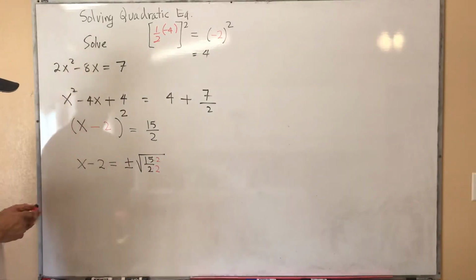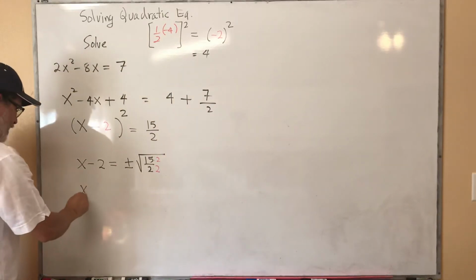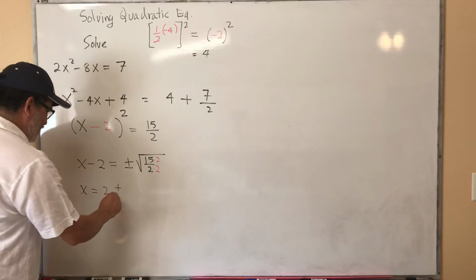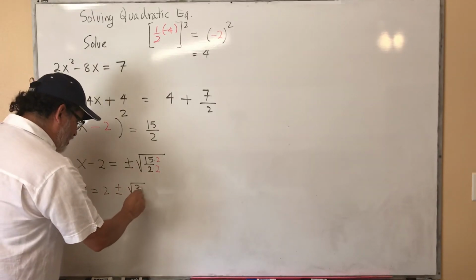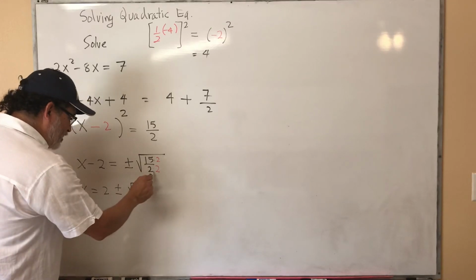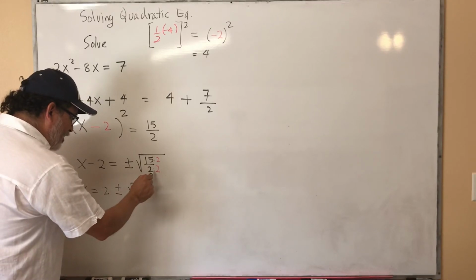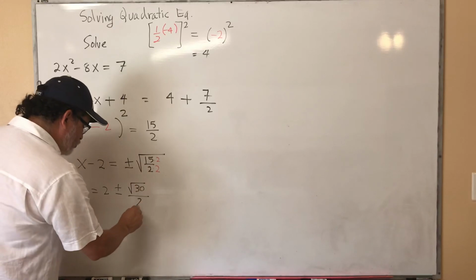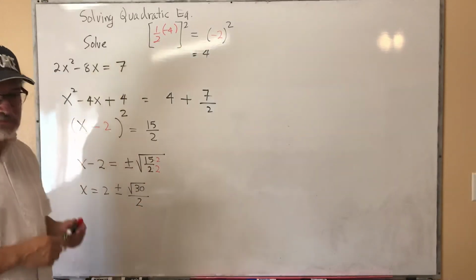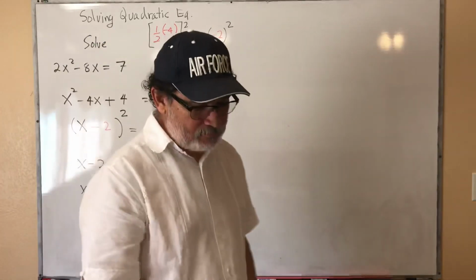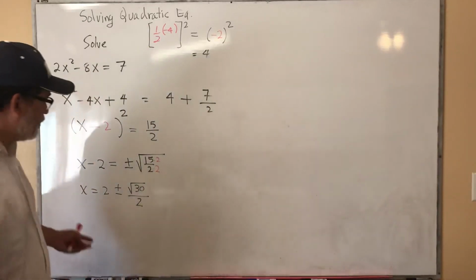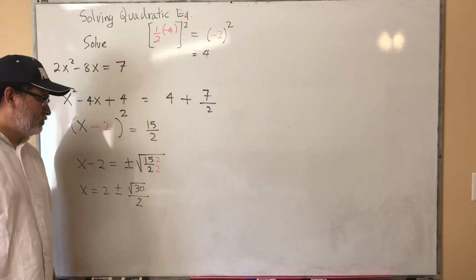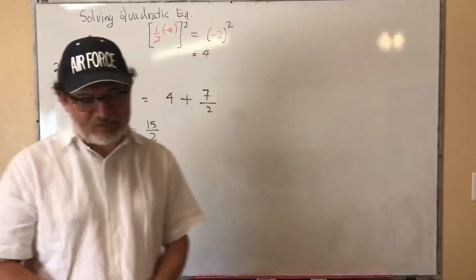Okay, and so what are we going to get? We're going to get x equals 2 plus minus, and this, what is this? The square root of 30 over, and what is this? This is 4, and what is the square root of 4? 2. Okay. And we got it. That's a nice number. Actually, it's not a nice number.